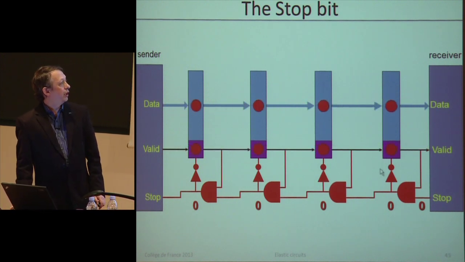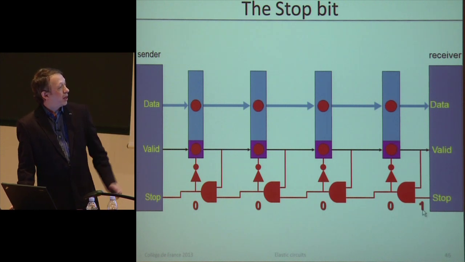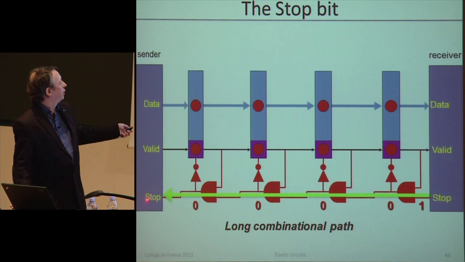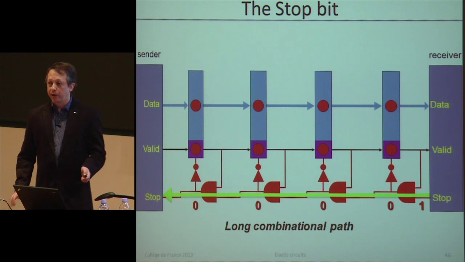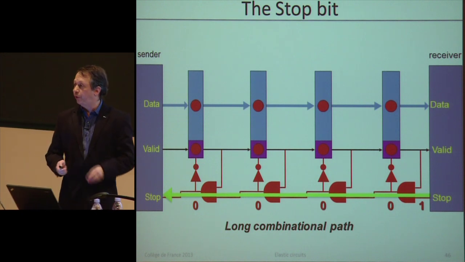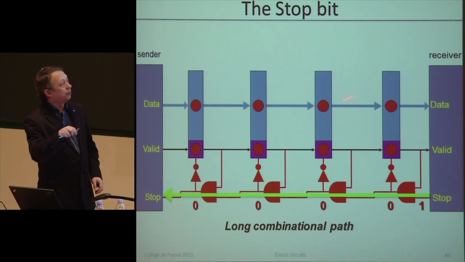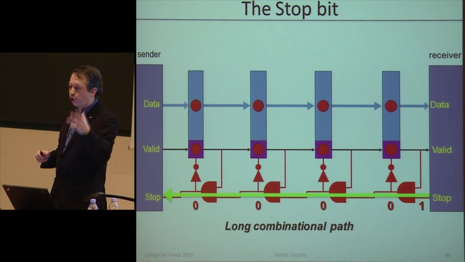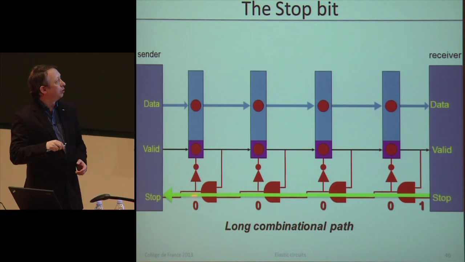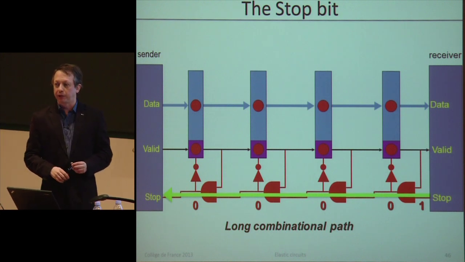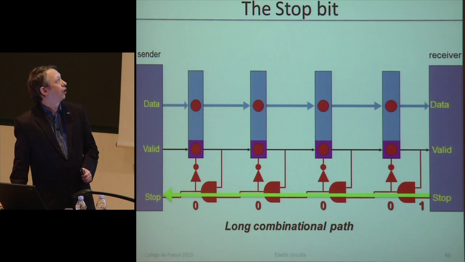It looks like an interesting idea, except for the fact that if we put a stop here, one now, it will have to be propagated to the previous stage, and this will be a long combinational path. And this is contradictory with what we did before, because precisely we pipeline all this path here because it was very long and we wanted a short cycle period. So we cannot adopt a solution that requires long combinational path going in the backward direction. Okay, so we have to solve that.